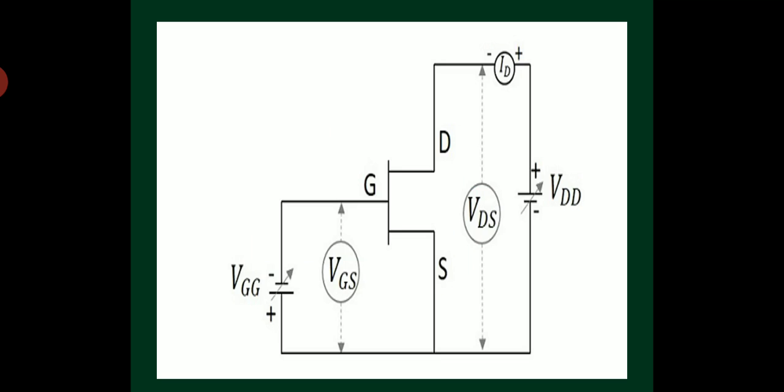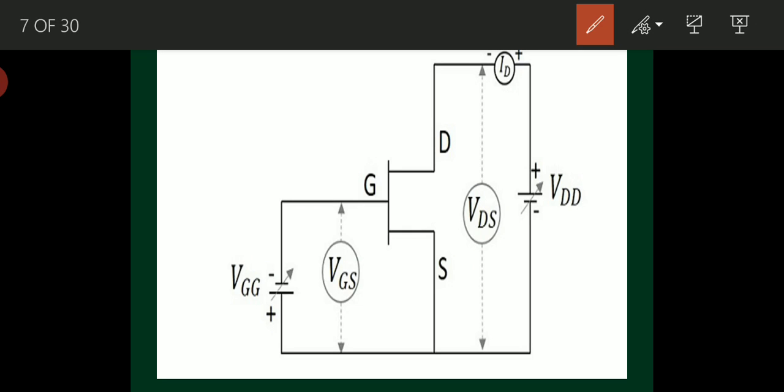So I am taking some conditions, some cases. VGS equal to 0. VGS equal to 0 means what? I am giving a short circuit here. There is no voltage applied here. This is a short circuit, VGG equal to 0. So when VGG is short circuited, VGS equal to 0.